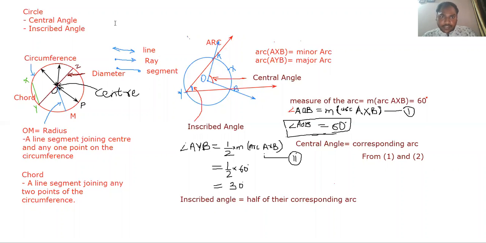we get angle AYB is equal to half of the angle AOB. Try to understand the meaning of this, very, very important. I'm writing this one in a box. You will get the idea. Just keep in mind.